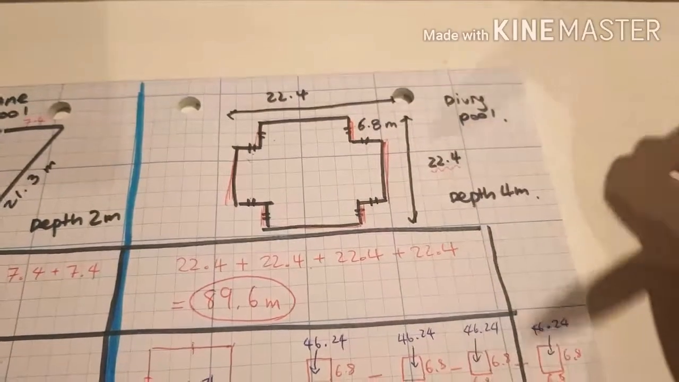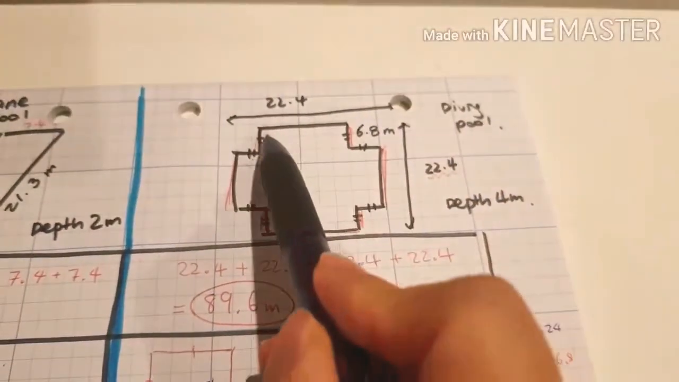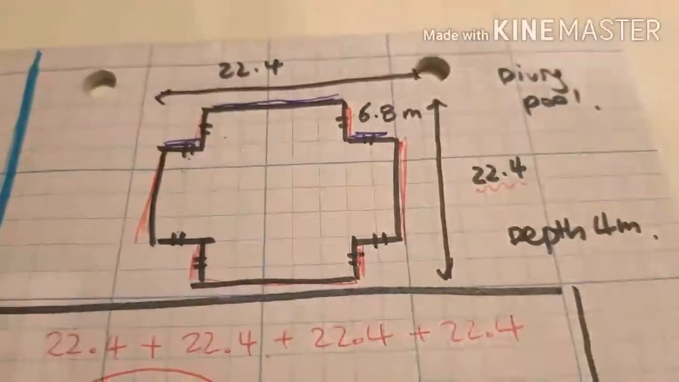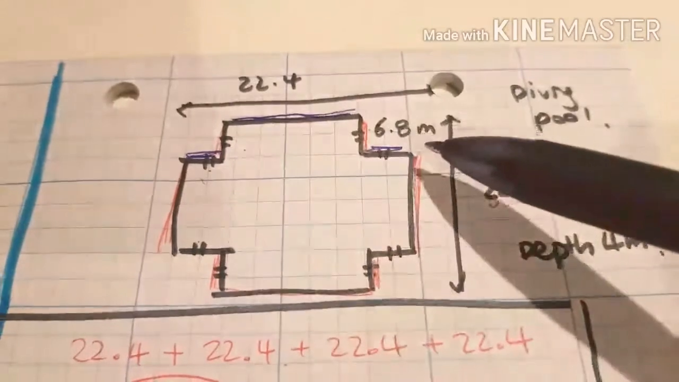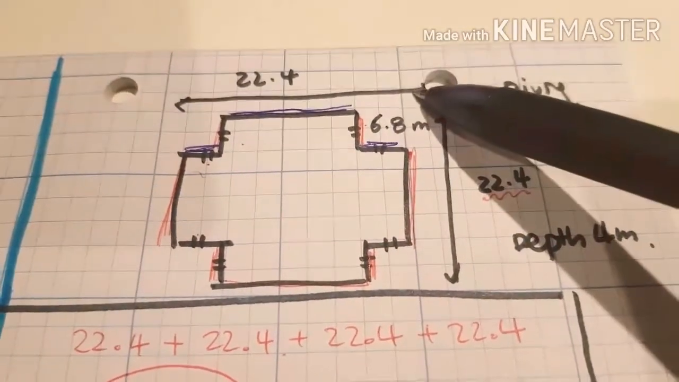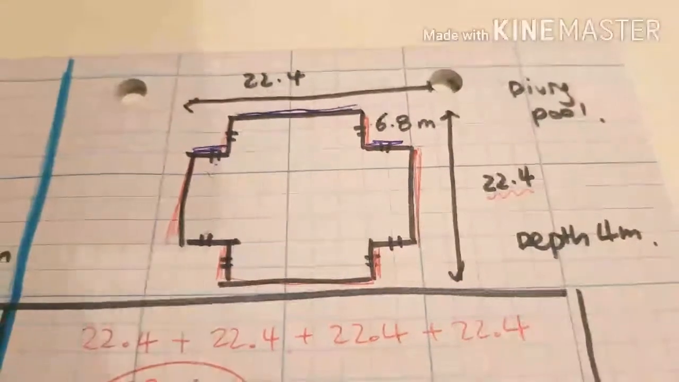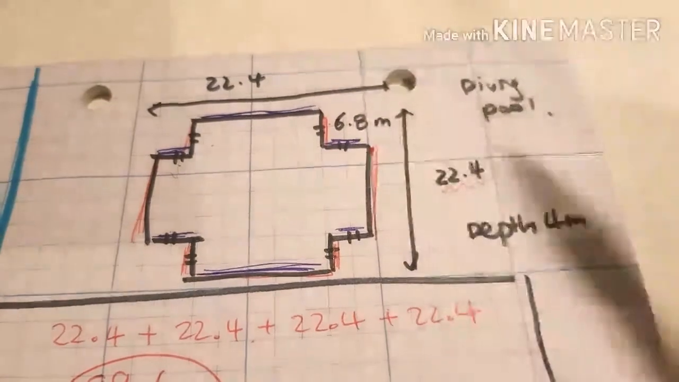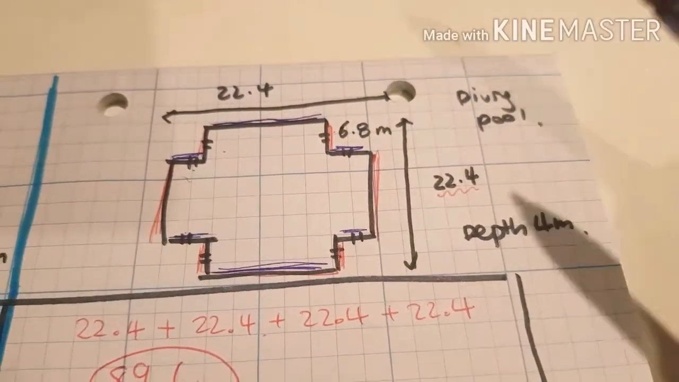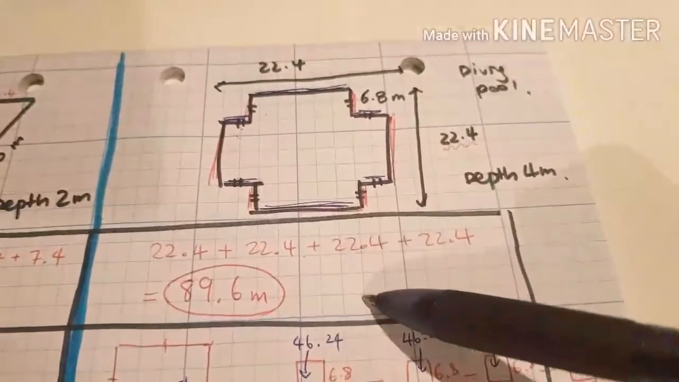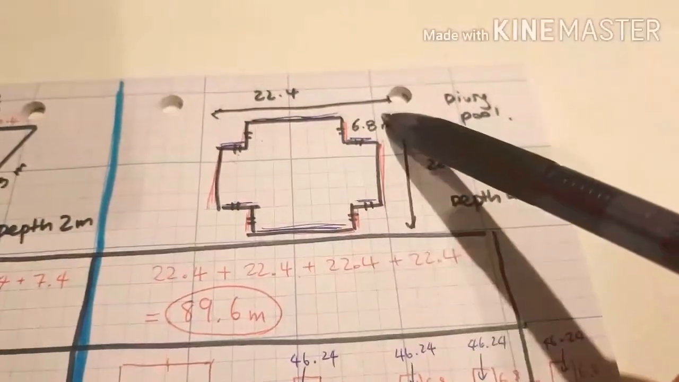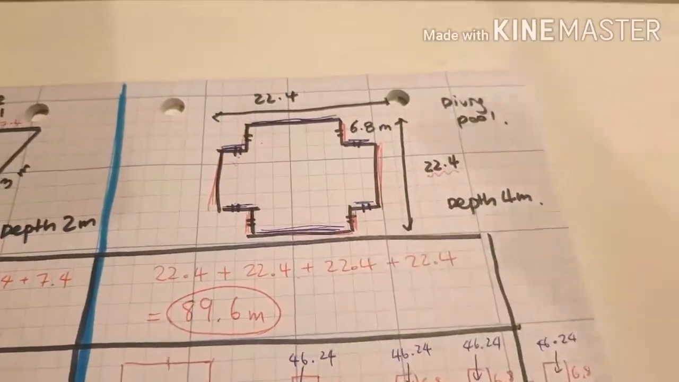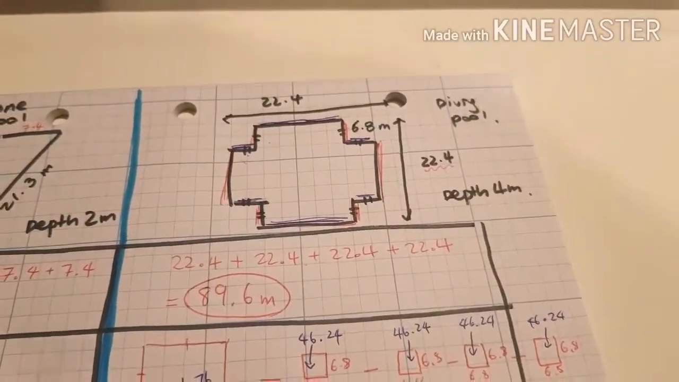And if I change the color, let's have a look. If you add all the blue lines together, that's equivalent to this line, which is 22.4. And likewise this one, if you add all those 3 lines, it's going to be again 22.4. So how do you find the perimeter easily? 22.4 times 4 gives the perimeter of the shape.